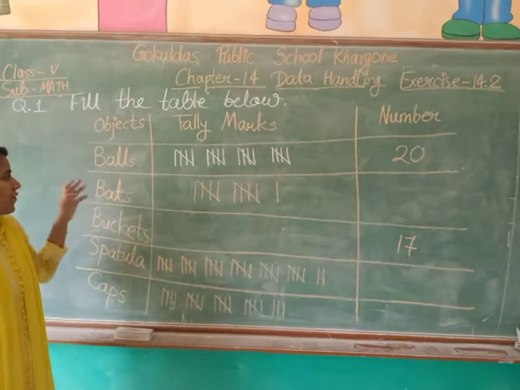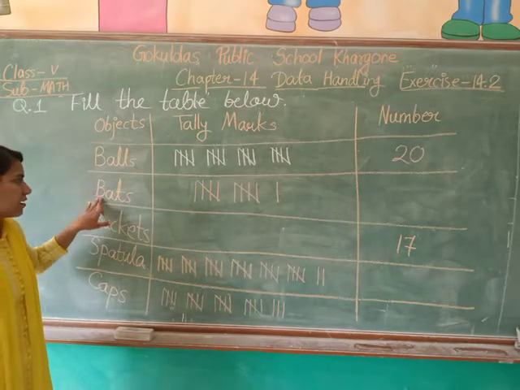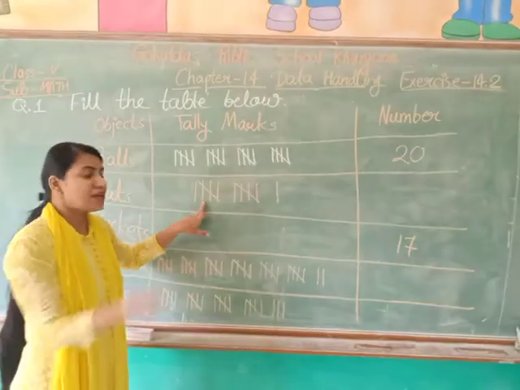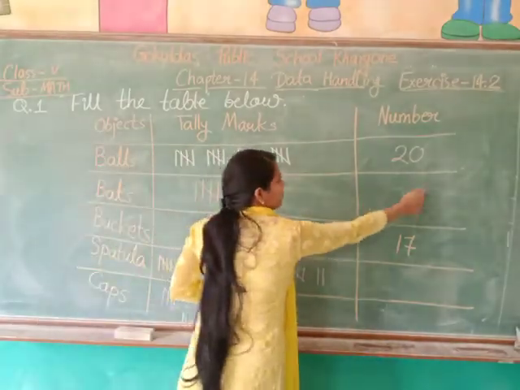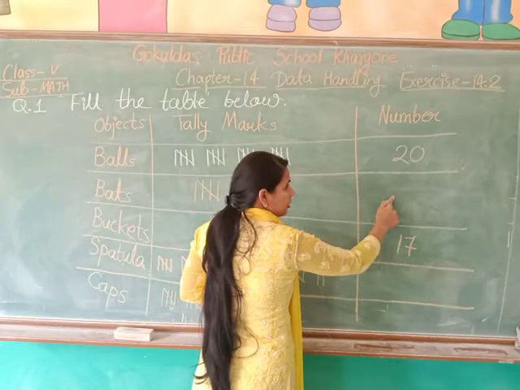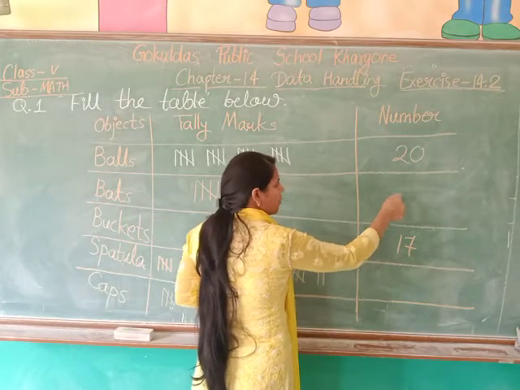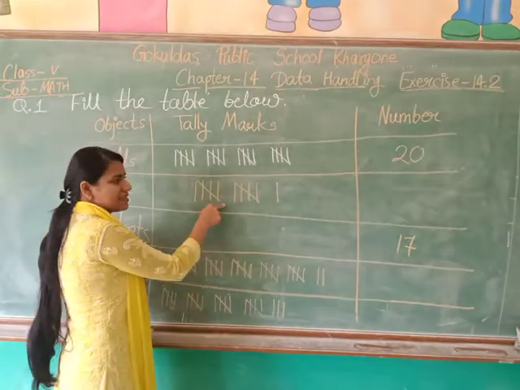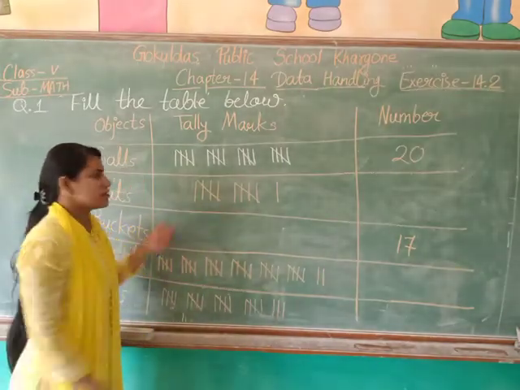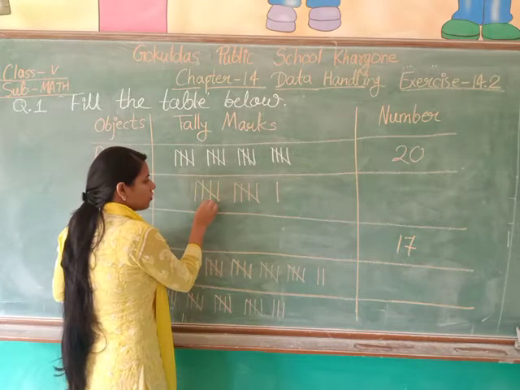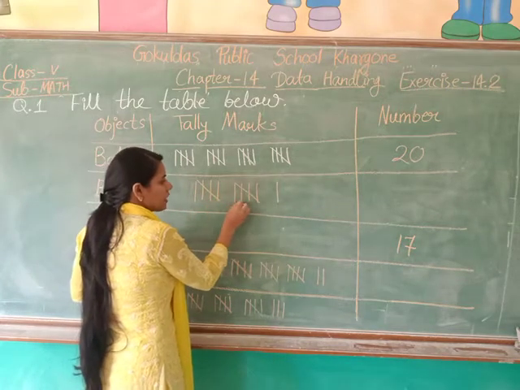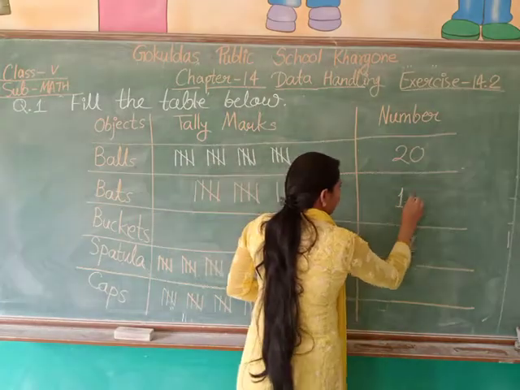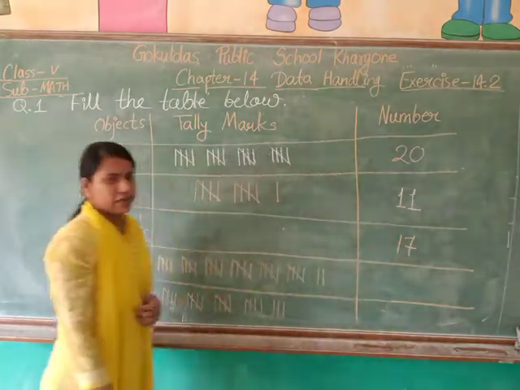Now in the next row, the next object is bats. Here tally marks are given and we want to fill the blank part. So we will write numbers here. To write number we will use these tally marks. Count all these tally marks. 1, 2, 3, 4, 5, 6, 7, 8, 9, 10, 11. So we will write number 11.